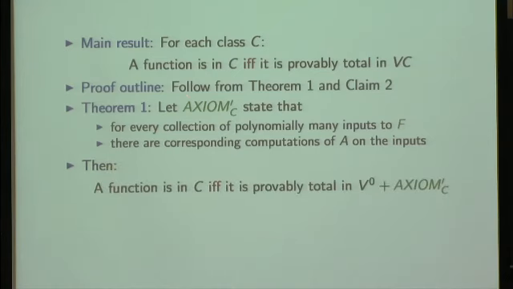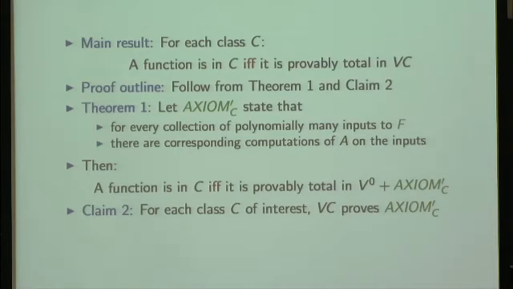And this general theorem says that a function is in C if and only if it is provably total in this new, slightly stronger theory. That will be step one in the proof, and in later developments this theorem is general enough so that for other classes people only have to prove step two. In step two, we show that for each class of interest, the original theory actually proves this new slightly stronger axiom. After these two steps, we obtain our main result.